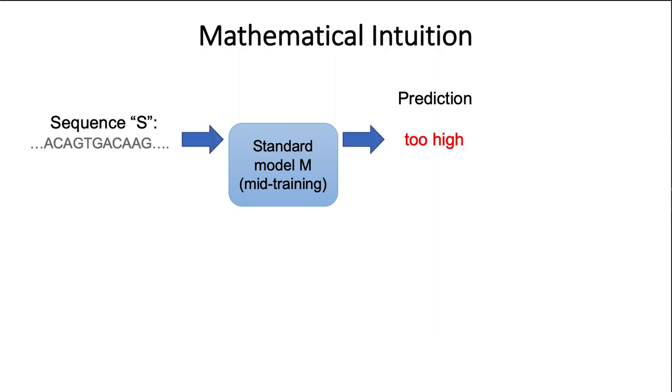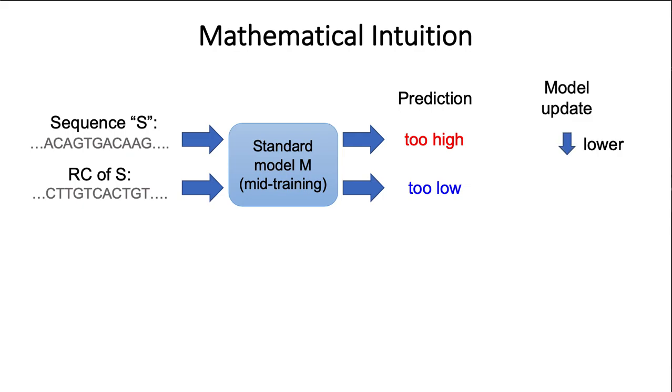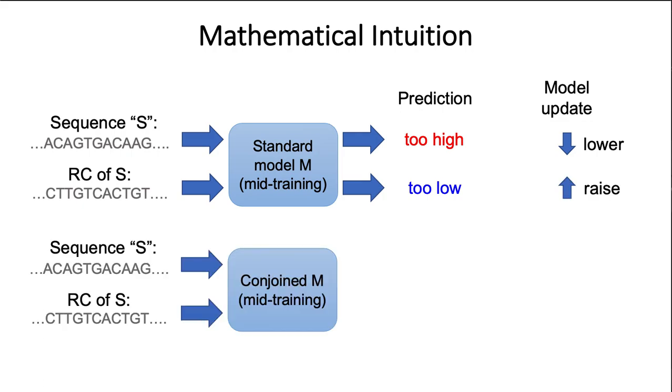So here's a mathematical intuition for why this happens. Imagine a standard model we denote with M that is in the process of being trained. Let's say M overpredicts on a sequence S while underpredicting on its reverse complement. If the training dataset is augmented with reverse complements, then S and its reverse complement appear as separate examples in the dataset, and the gradient update during training would try to lower the prediction on S while raising the prediction on its reverse complement.